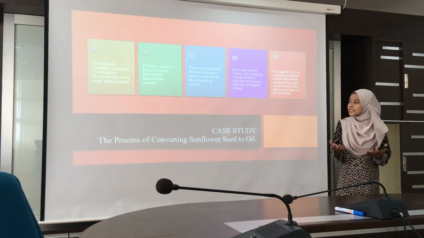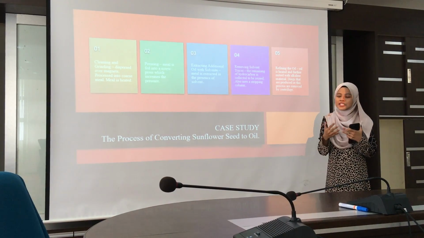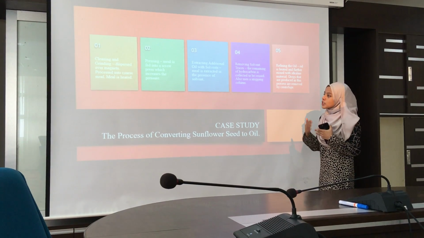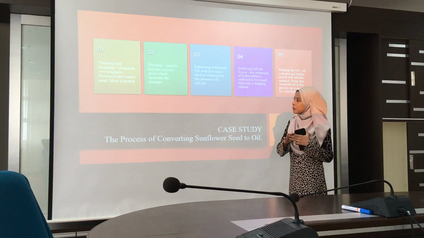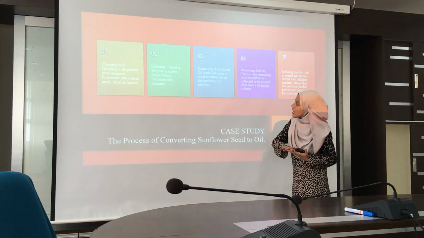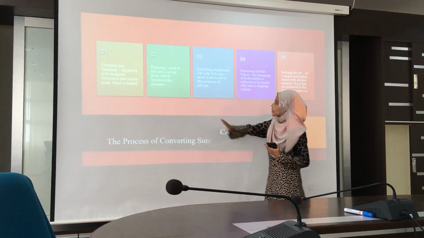The meal that has been heated is fed into a screw press, and this is when the oil is extracted out of the seed. As the oil is being extracted out of the seed, it increases the pressure. A large percentage of oil is extracted during this process.